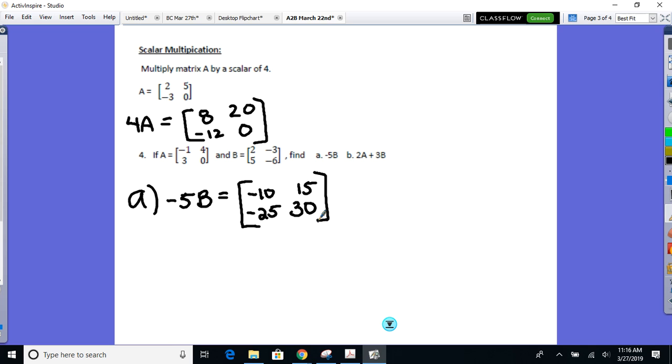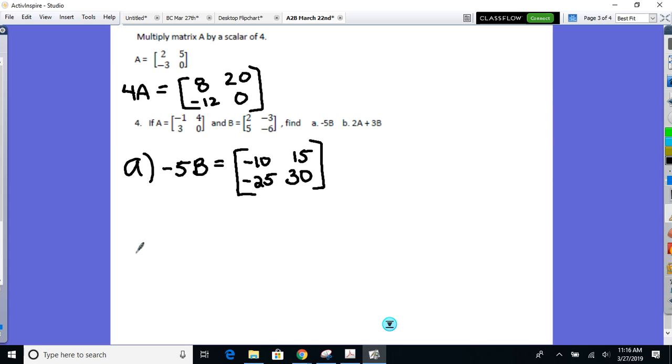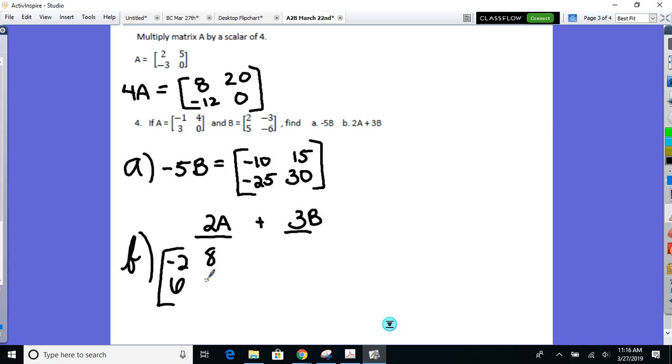2A plus 3B. What do you do first, multiply or add? What's your order of operations? Always told you. Multiply, so here you go. Part B. Here's what I'm going to do, 2A and then 3B, and we're going to add those together. All right, ready? 2A, what's my new matrix for 2A? Negative 2, 6, 8, 0.